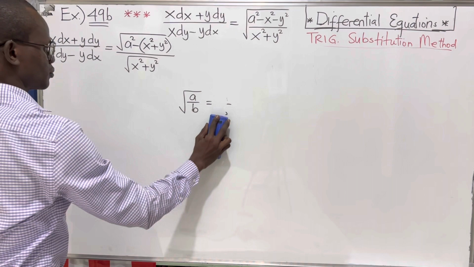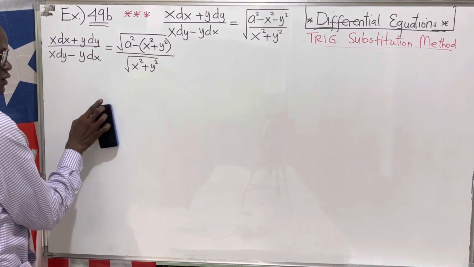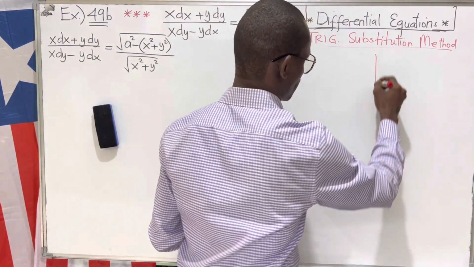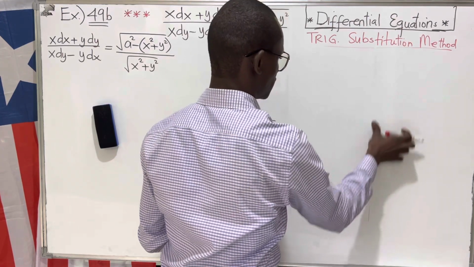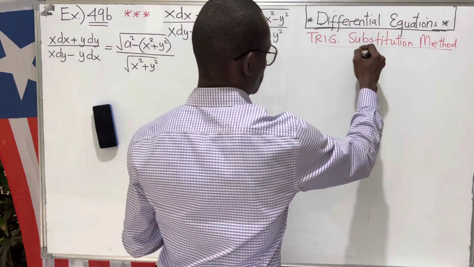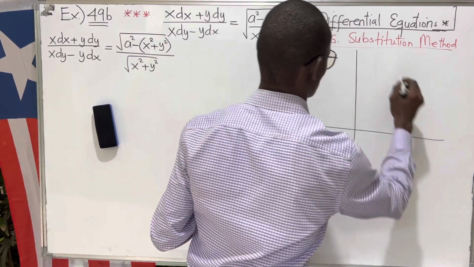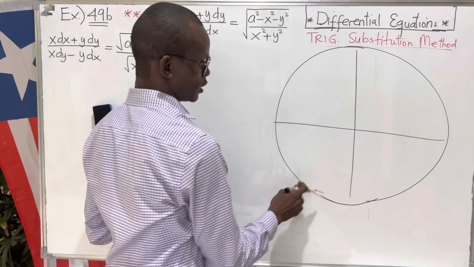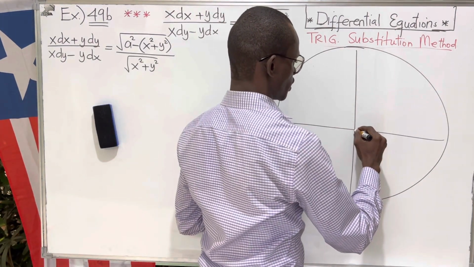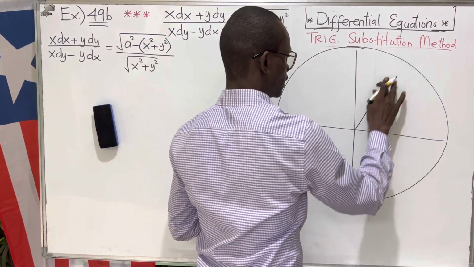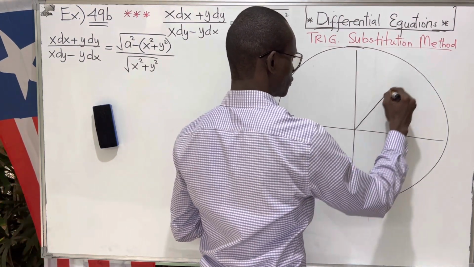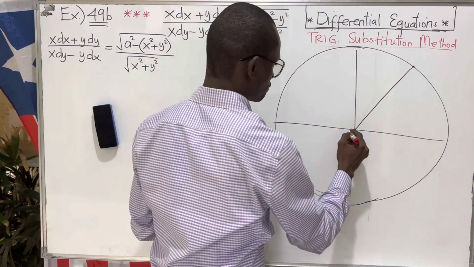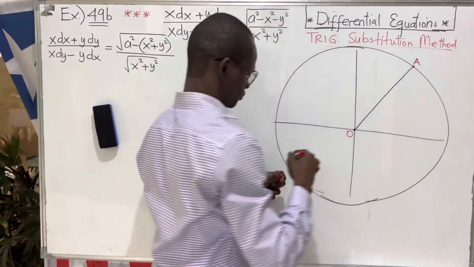Now we know the equation of a circle centered at the origin. If you have a circle like this, let's say we have a circle and the center is at the origin. We can draw a line that we call the radius from the center to the circumference of the circle. So we assume that this is point O and this is point A.